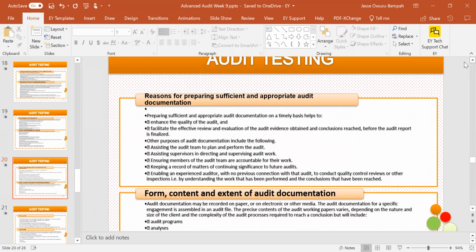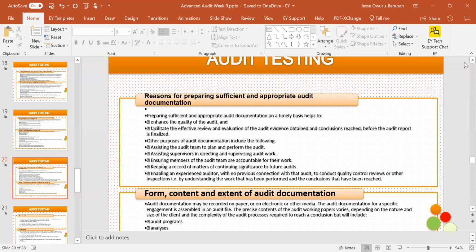Now, what are the reasons for preparing sufficient and appropriate audit documentation? It enhances the quality of the audit, and it also promotes effective review. When there's sufficient documentation, and you've told us exactly what you've done, it helps us to review it very, very fast and very, very easily. Very, very important. Other purposes of audit documentation include assisting the audit team to plan and perform the audit.